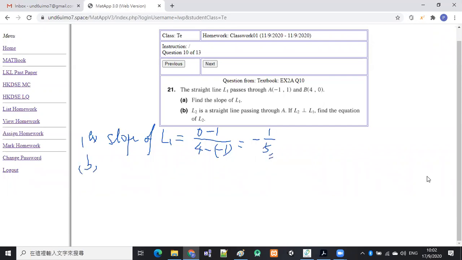And then part B. L2 is a straight line passing through point A. If L2 is perpendicular to L1, find the equation of L2. To find the equation of a straight line, we are going to use the point slope equation approach.